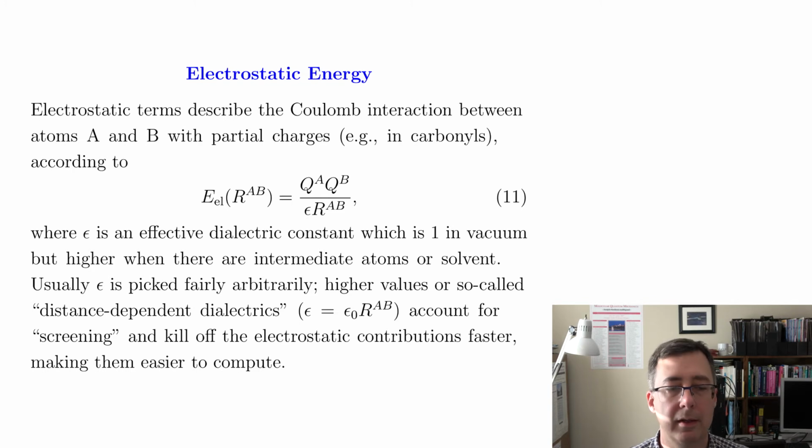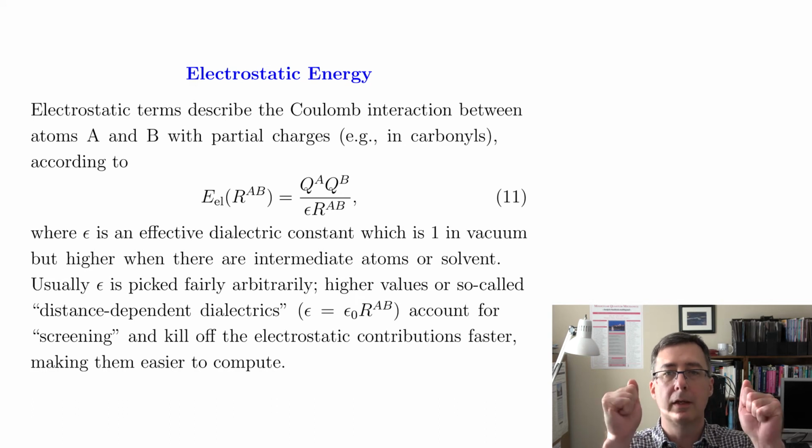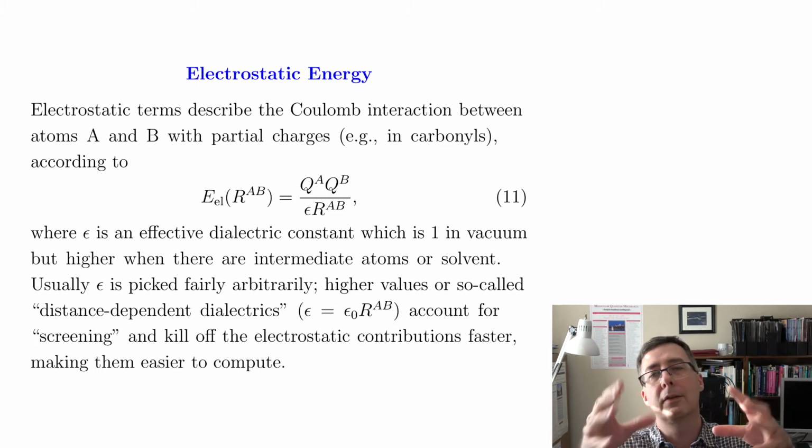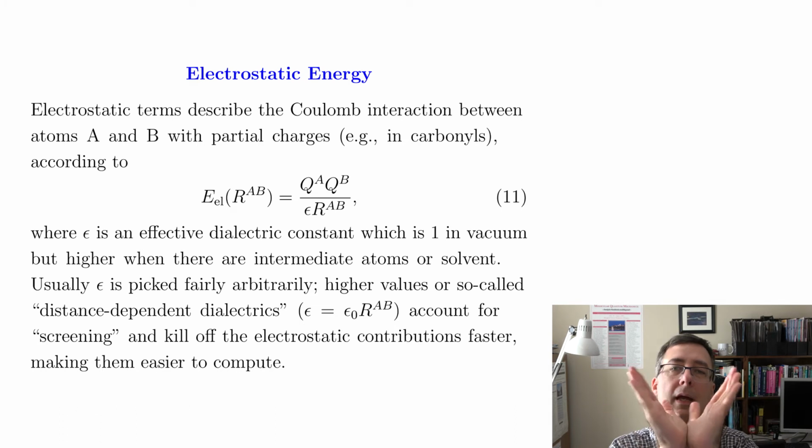Epsilon would be 1 in a vacuum. All right, so you do this between all the pairs of atoms. Well, not quite all. Again, if they're bonded to each other, you don't do this because that's already wrapped up in the bonding term. And if they're in a bond angle, you don't do this because that's wrapped up in the angle term and so on. But you do it for longer range things.